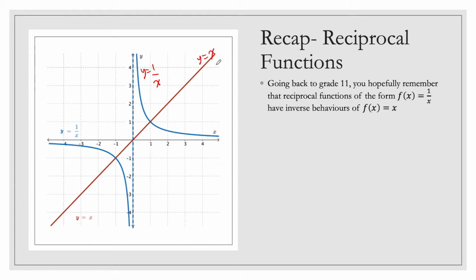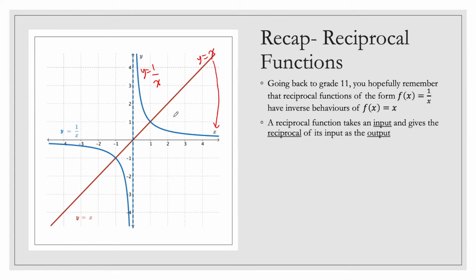As the straight line y is equal to x gets larger, we can see that in the reciprocal function, the values actually get a lot smaller, and vice versa. A reciprocal function, by definition, takes a value as an input, and then gives the reciprocal as the output. A reciprocal, reminder, is when you swap the numerator and the denominator.